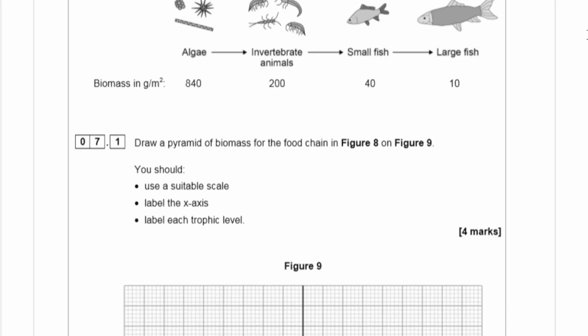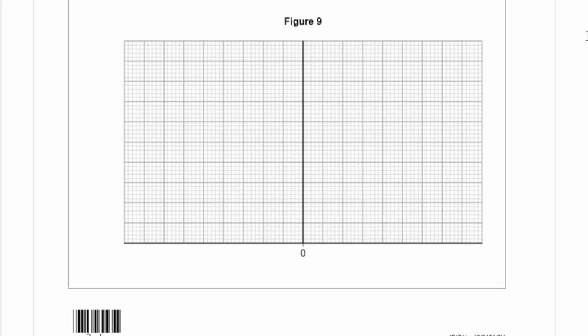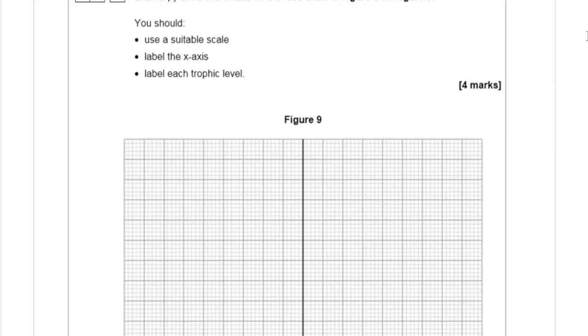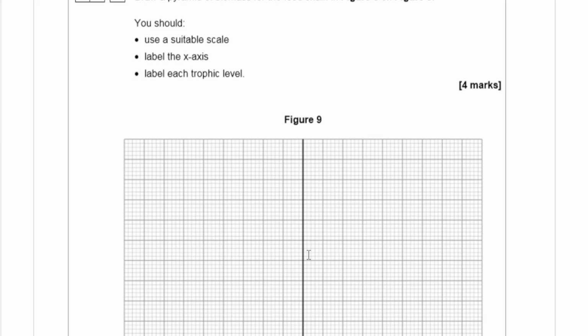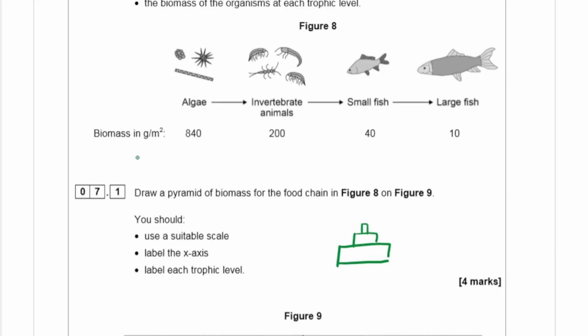So figure 9 is basically a blank scale. They've already helped you out by drawing these lines with a 0 in the center line. Remember, a pyramid of biomass would simply look like a pyramid of blocks stacked on top of each other, with the producer here. They're asking you to add a suitable scale, label the x-axis, and label each trophic level.